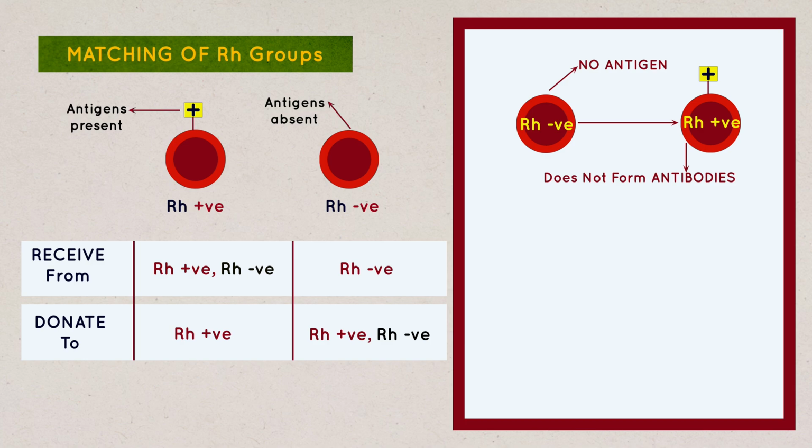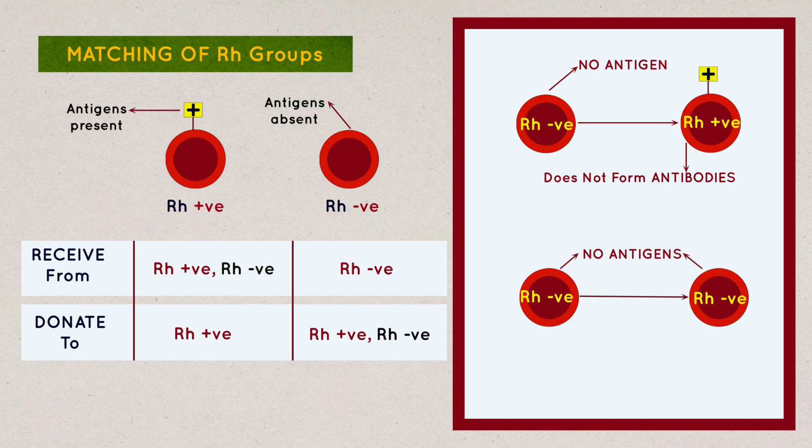Next, the Rh negative blood can be transferred to another Rh negative as they both lack antigens and will not produce antibodies against each other. That is why the Rh negative blood will be able to donate to Rh positive and Rh negative both.